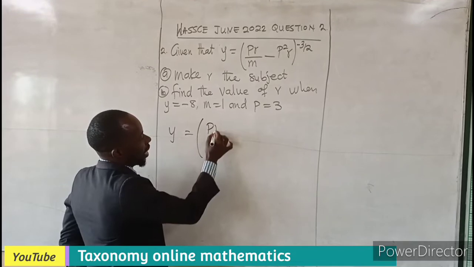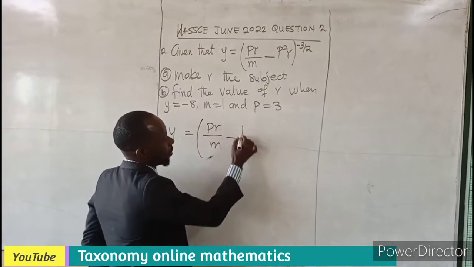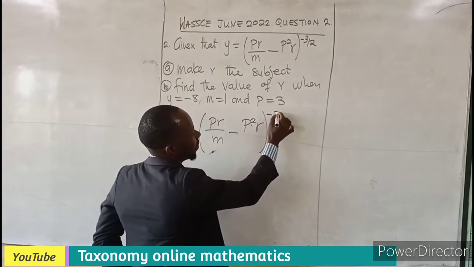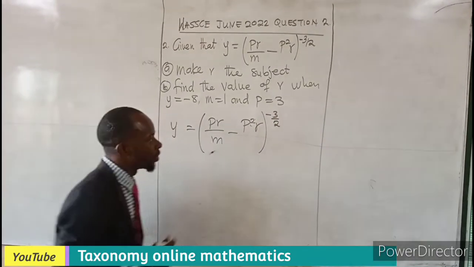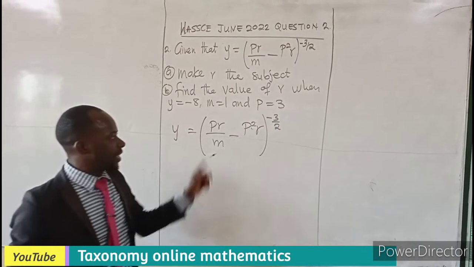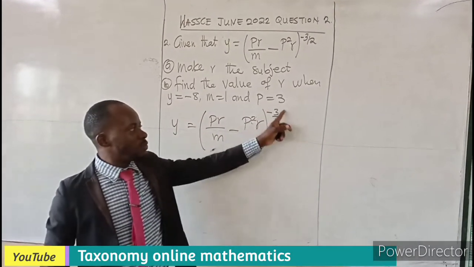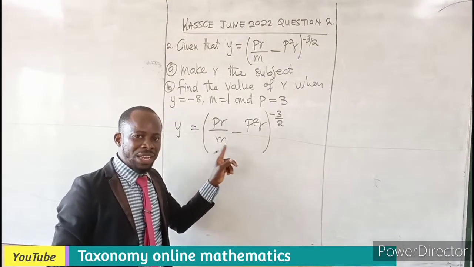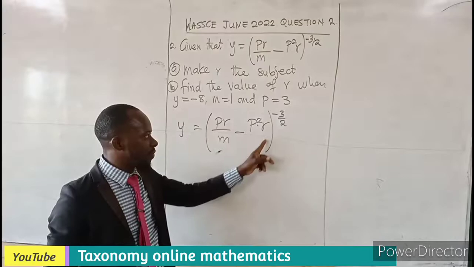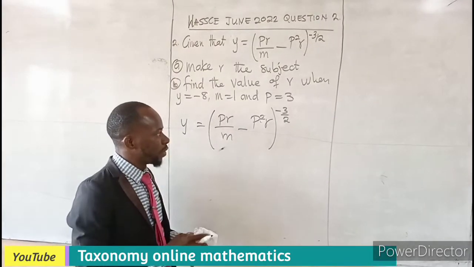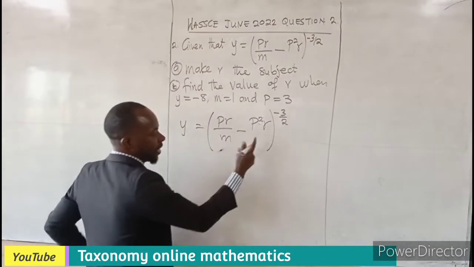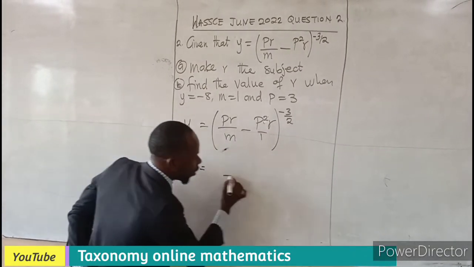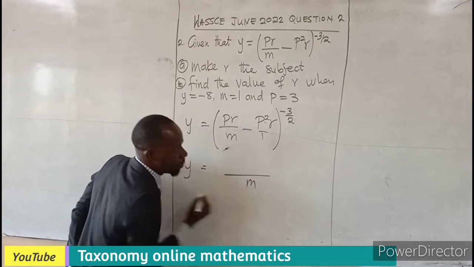We have y equals (1/m − PR)... P squared R all to the power of minus 3 over 2. Under indices, anytime you have a bracket raised to a negative power, we try to reciprocate the number in the bracket. But you can see that this is not a single fraction. So first of all, we make it singular by finding the LCM. In this case, our LCM is going to be m.